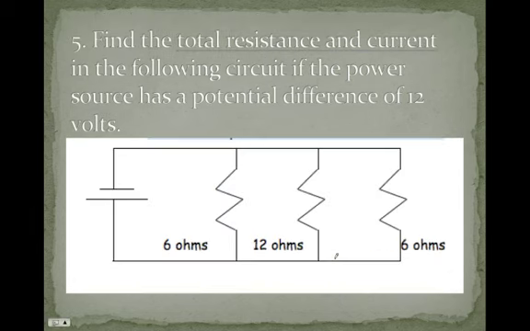All right, question number 5. Find the total resistance and current in the following circuit if the power source has a potential difference of 12 volts. So that's our total voltage. Total resistance in this one's a little bit different. So 1 over the total is equal to 1 over the first, which is 1 over 6 ohms, plus 1 over 12 ohms, plus 1 over 6 ohms.